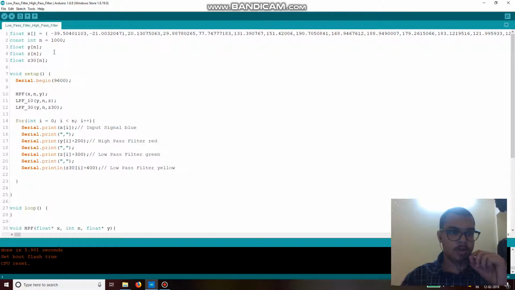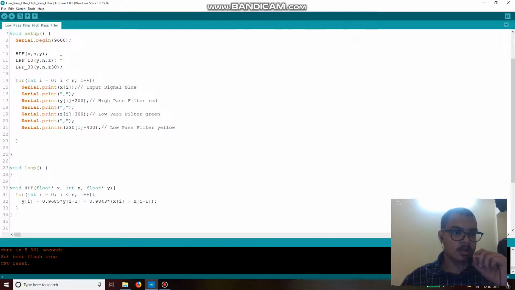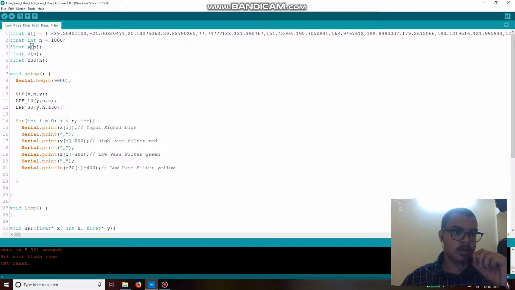So moving on to the code part. Float x is the given signal, and this is the size of this signal. And we have created three temporary arrays which will be used in this code. So y would be storing the high pass output, z would be storing the low pass filtering output of 10 hertz, and z30 the low pass filtering output of 30 hertz.